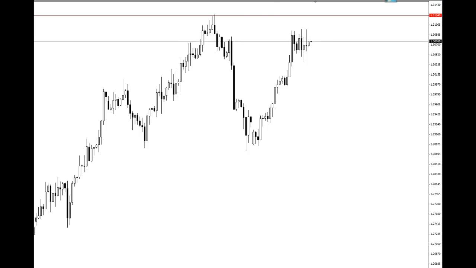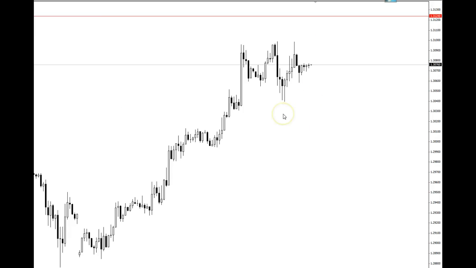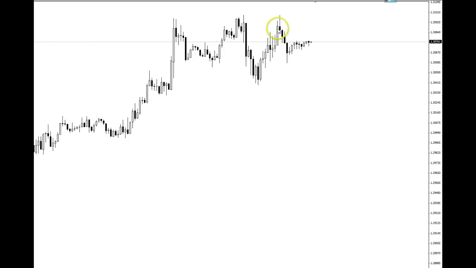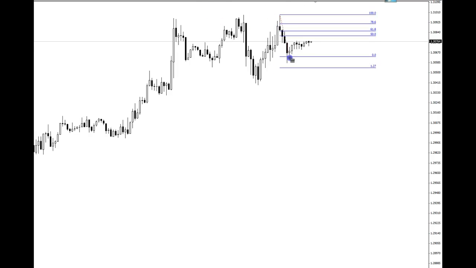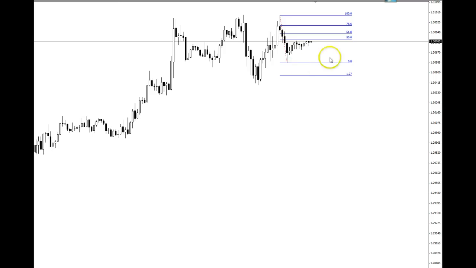If we go and look at the 1-hour chart, on the 30 minutes you can see this is that 4-hour candle that we were watching before. That's the one. And then if I'm pulling these fibs out here, you can see how the market retraces up here.